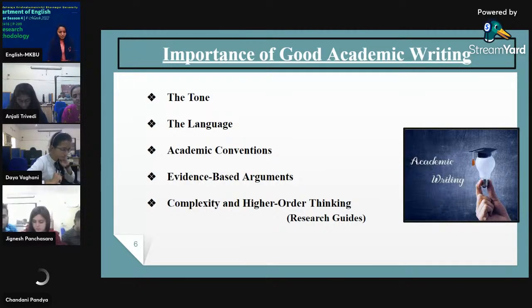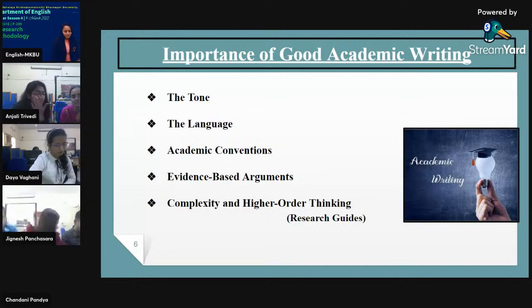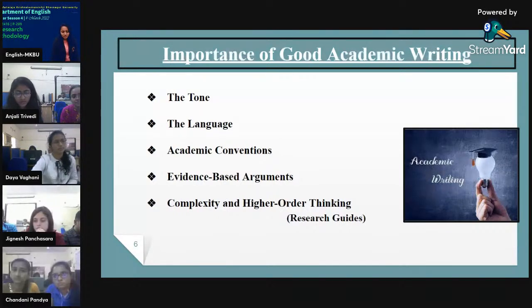Then academic conventions are very important for the researchers. We have to cite everything that we have included in our writings. Then evidence-based argument: we need to support our opinions with evidence from academic sources. Without academic sources, we are not able to give our argument properly. Then complexity and higher-order thinking. This is one of the main functions of academic writing, and it describes complex ideas as clearly as possible. So this includes the higher thinking and problem-solving skills of the researcher.